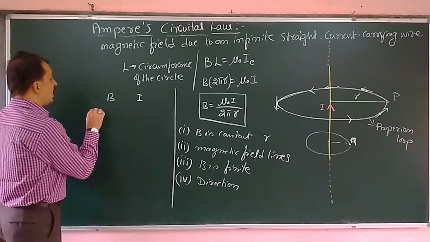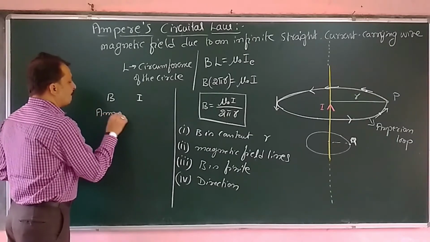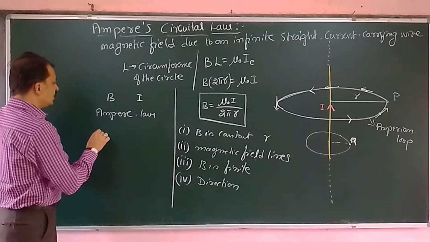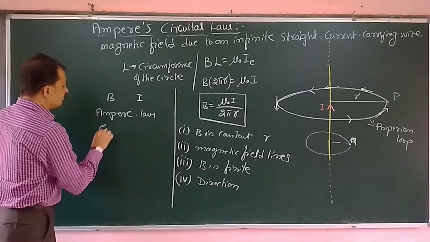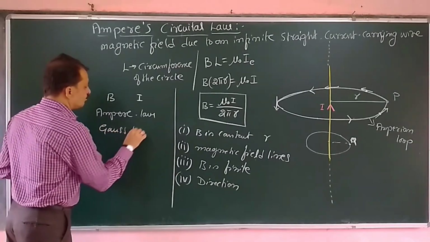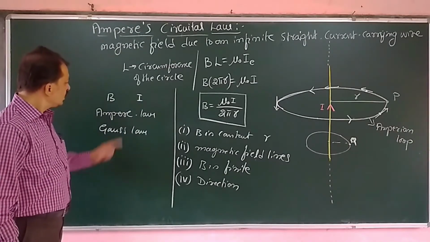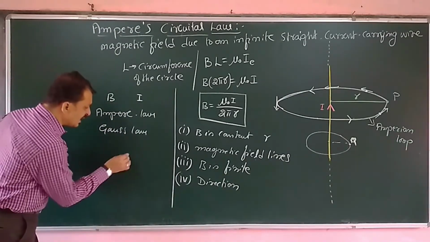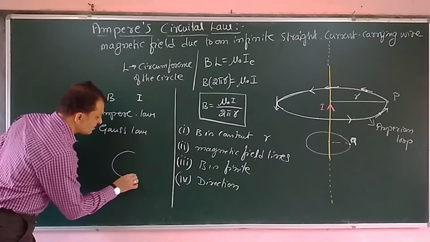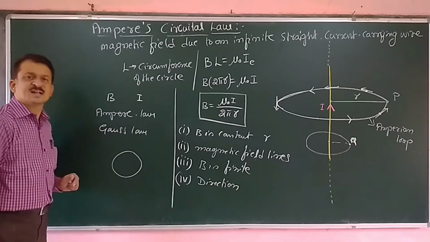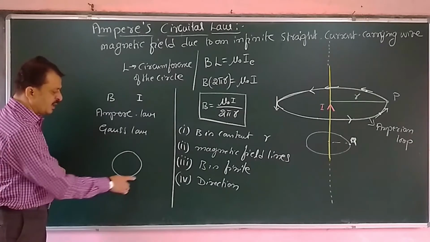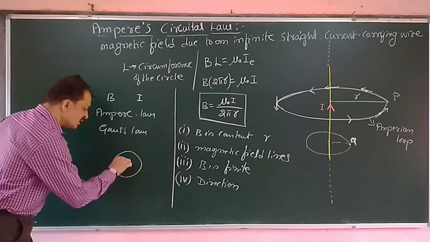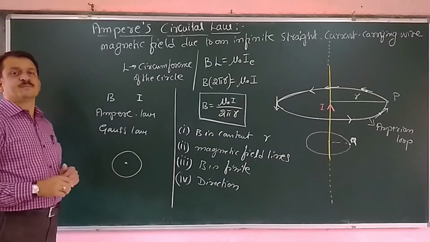But Ampere circuital law and Gauss law, these two laws relate two quantities. One is at the boundary, at the surface. Another one is inside of it.